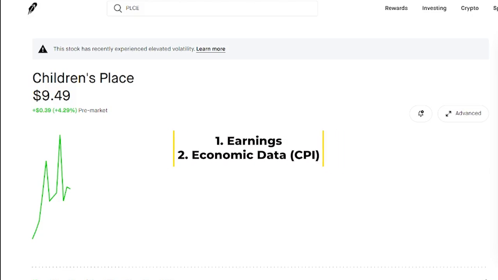All right. So the first stock we're going to take a look at is the one you see on the screen right here, which is Children's Place. As you guys can see, pre-market, it is up 4%. Price right now is $9.49. So let me just tell you exactly what was going on with this stock. This stock reported earnings, and the numbers were surprisingly good. And as a result of that, the stock started to trend pre-market.